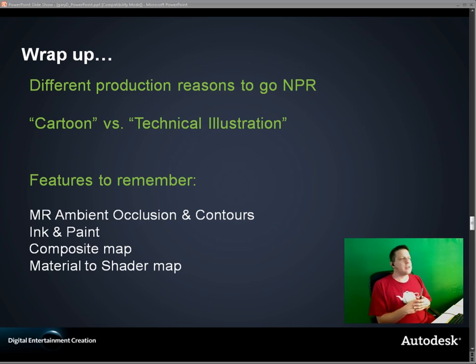Features to remember in 3ds Max, these are just a few of them that I touched upon today, but mental ray ambient occlusion and mental ray contours are going to be a way to get very distinct looks for non-photorealism. Ink and paint is going to be the powerhouse, one of my favorites of all time. The composite map and the material to shader map, those are going to be ways to combine all these techniques. So those are the ones that really open up a lot of ways to do these combinations of looks.